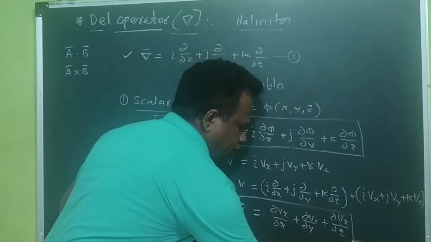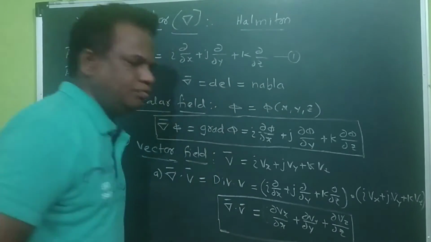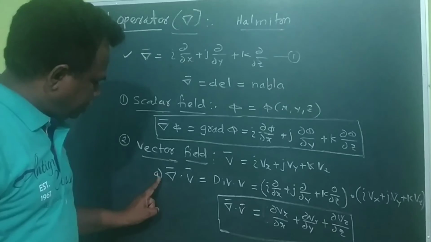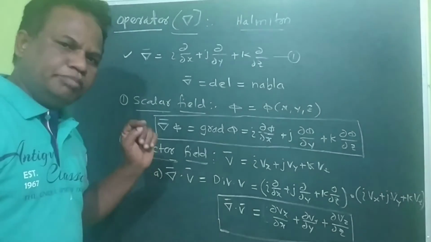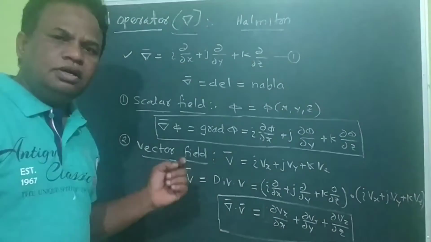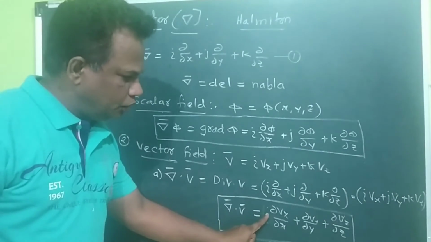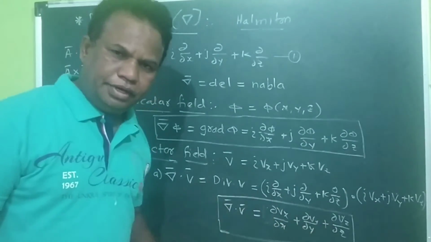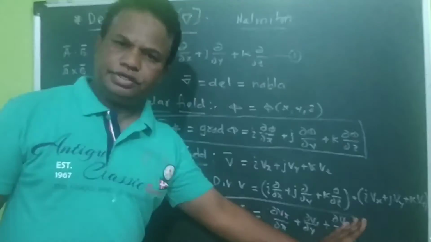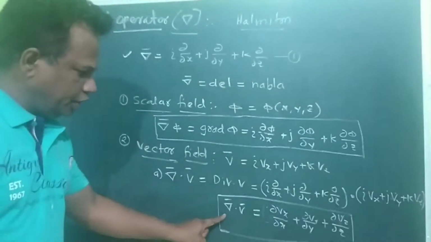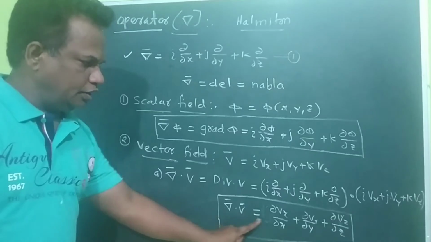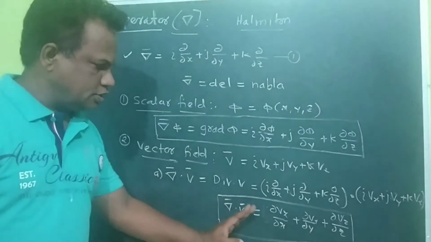So this is another quantity we obtain when two vectors are multiplied with each other by a dot product. It produces a scalar quantity because here there are no i, j and k values. This is only a scalar field. So now we obtain del dot V bar like this. So this is the scalar.